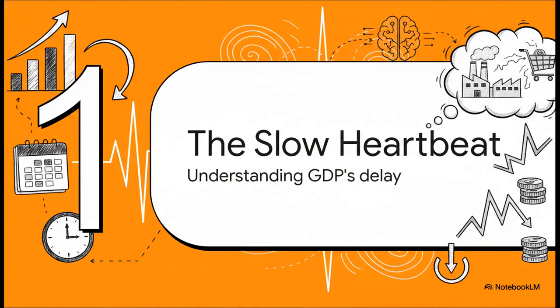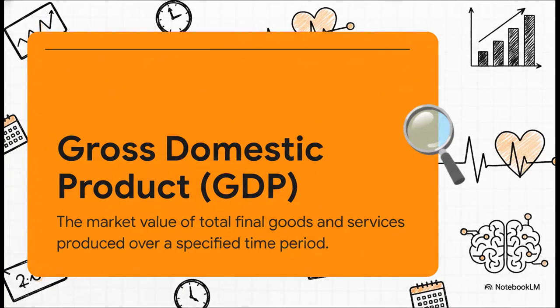Okay, so before we jump into this super cool AI solution, we've got to wrap our heads around the problem itself. And it all comes down to, let's call it, the slow heartbeat of our economy's most famous indicator, gross domestic product, or as you probably know it, GDP. So, what exactly is GDP?